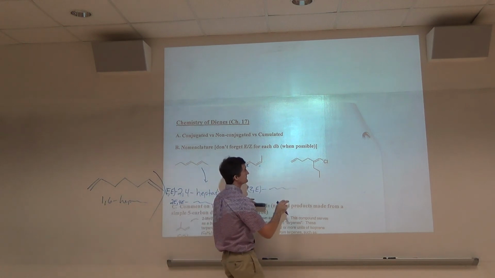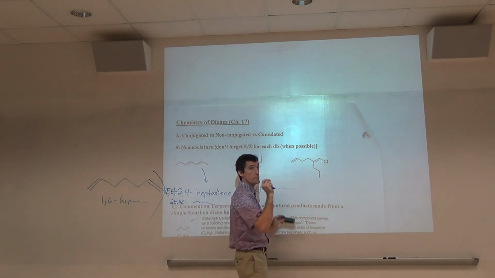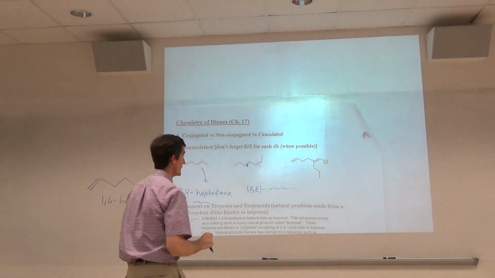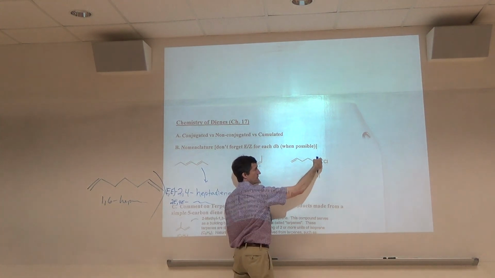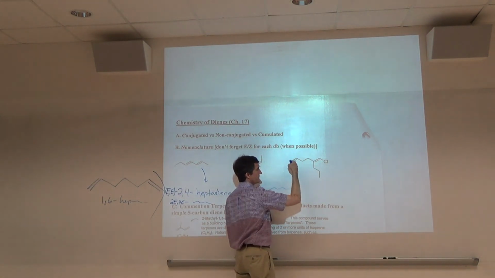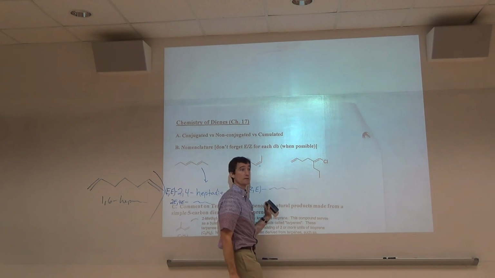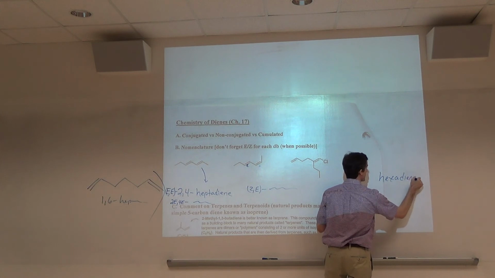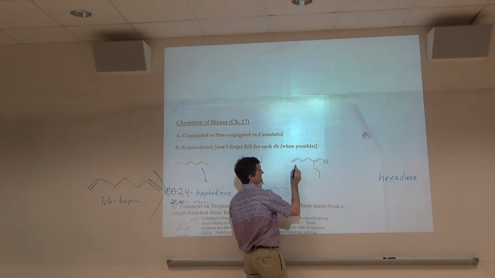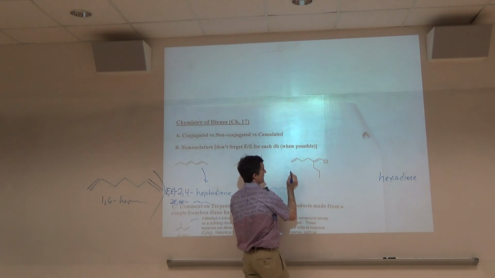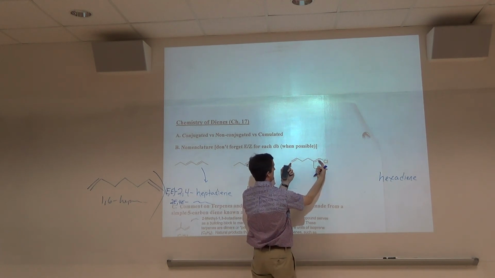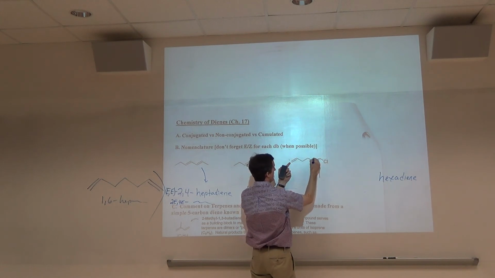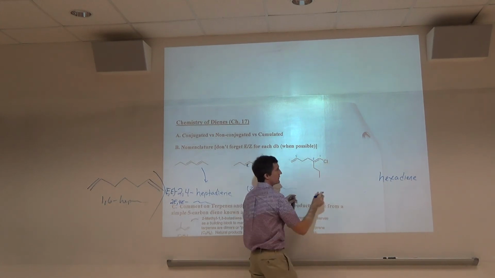Let's name this one. Longest continuous chain. Both alkenes have to be in the longest continuous chain. So you might as well start right here. 1, 2, 3, 4, 5, 6. That's the only way for both to be there. So what do we got here? Hexadiene. Where are the double bonds at? Well, if that's 1, this is 5. Either way you go, it's 1,5.